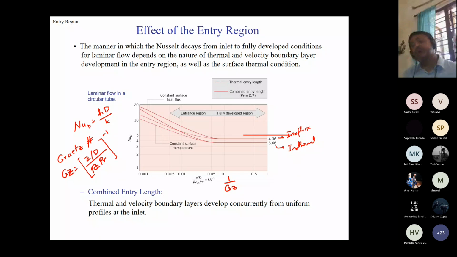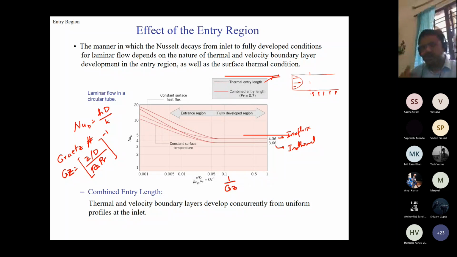Recall, like that unheated starting length for a flat plate, this is similar. Thermal entry length corresponds to when you have this tube, okay? The flow is already fully developed, but then you start heating over here. That is my thermal entry length. Combined entry length is when both the hydrodynamic and thermal boundary layers are developing together.